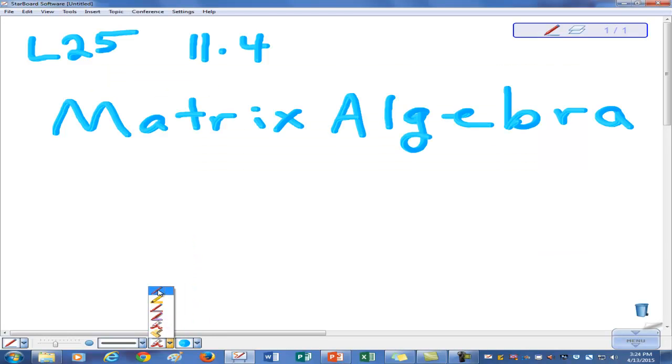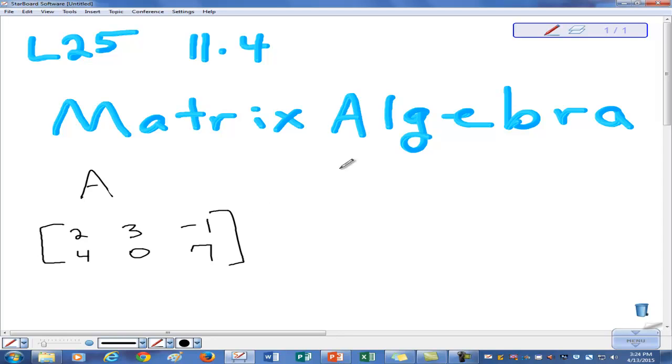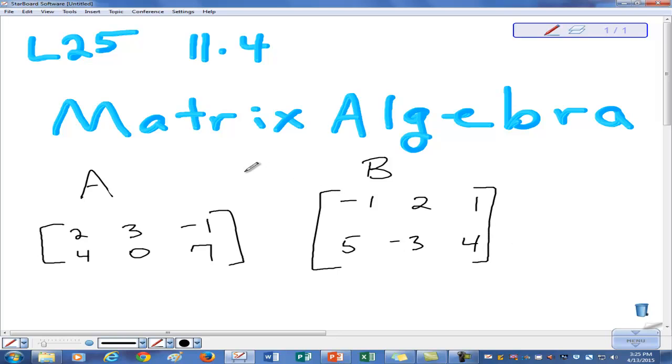Alright, so if we have matrix A, and we're saying that matrix A has the numbers 2, 3, -1, 4, 0, 7. And we're saying that matrix B has -1, 2, 1, 5, -3, 4. And we want to say, alright, matrix A plus matrix B equals what? So we're going to add these two together.